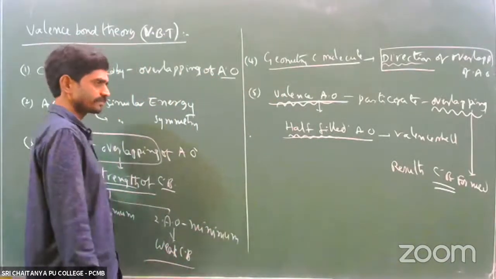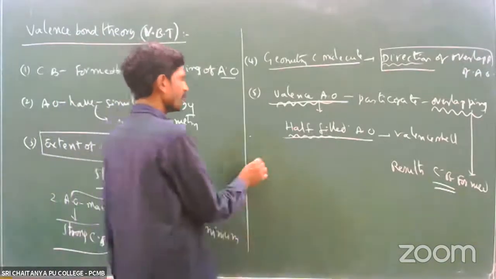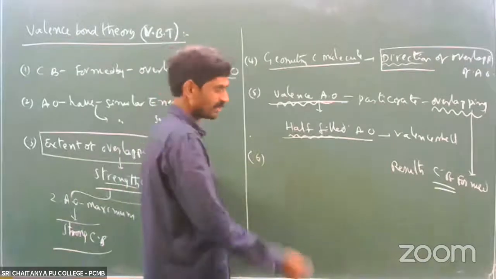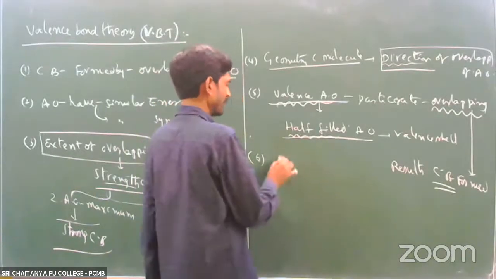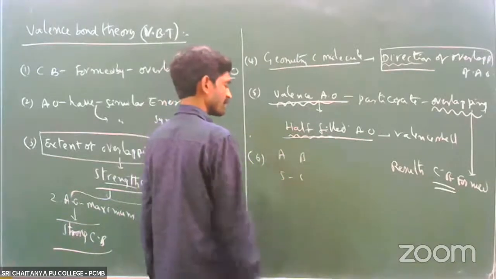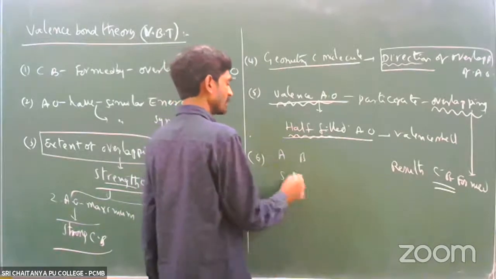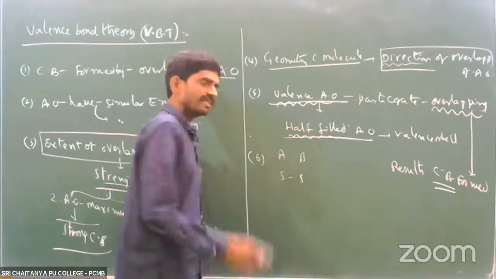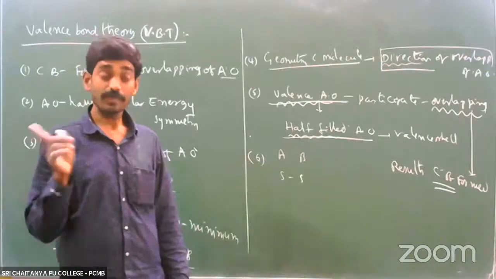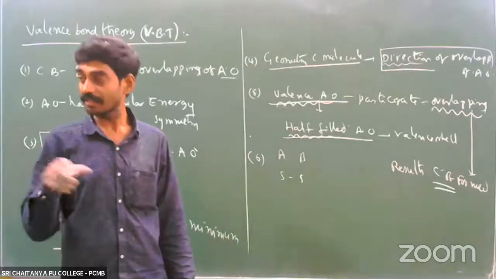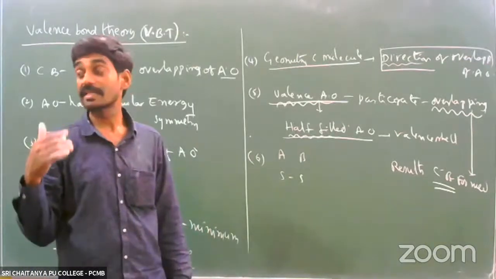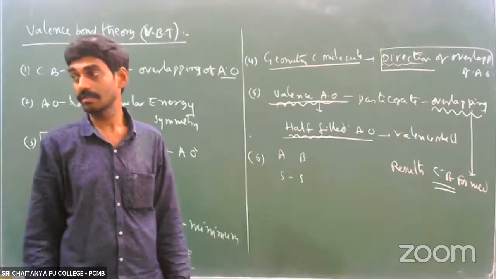Next, overlapping of atomic orbitals is of different types. If two atoms' s and s atomic orbitals are overlapped, they form s-s overlapping. S orbitals are spherical in shape, which is why the probability of finding the electron is equal in all directions. That's why they form a sigma s-s bond.